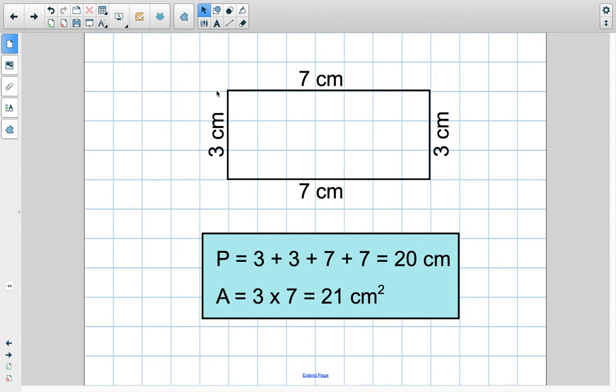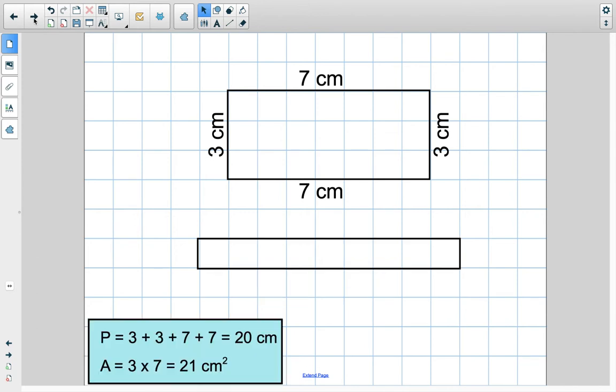The area, remember I mentioned before, you're just going to multiply the 3 by the 7, the width times the length. 3 times 7 is 21, and remember it's centimeters with the little 2, centimeters squared, square centimeters. So for this particular rectangle, that's the perimeter, and that's the area. And funnily enough, they're almost the same, except they're different units. So let's take a look to see what happens if I stretch it out.